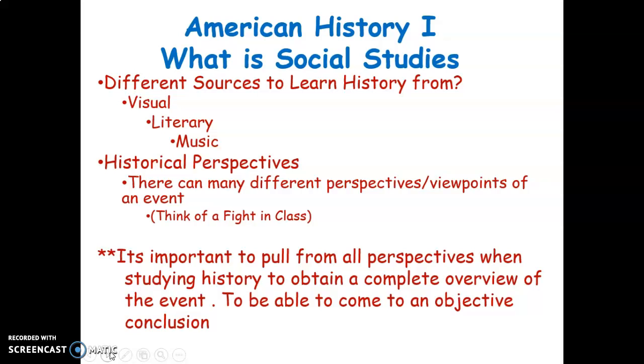Perspectives. There are many different types of perspectives and viewpoints. Like I said on the last slide, think about a fight in class and your perspective on it. It's important to pull from as many different perspectives as possible when studying history to obtain a complete overview of the event, and to be able to come to an objective conclusion. So guys, a lot of these major events we're going to talk about, historians have taken from many different perspectives. And you need to. That's what gives us objective thinking, and that's how we need to be in our life.